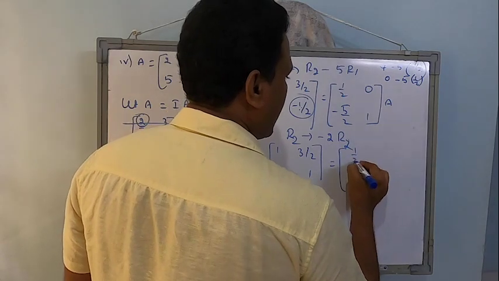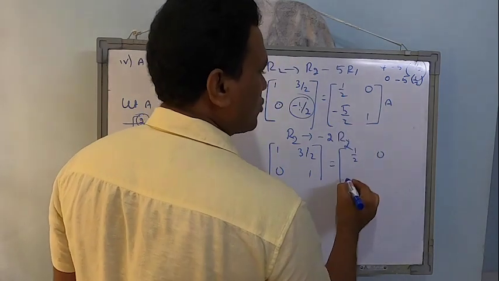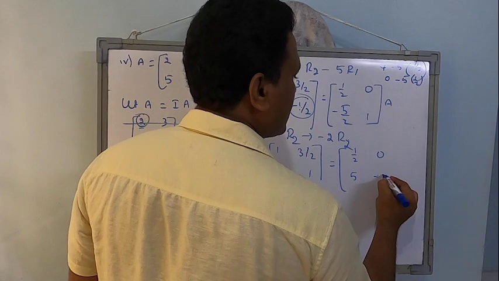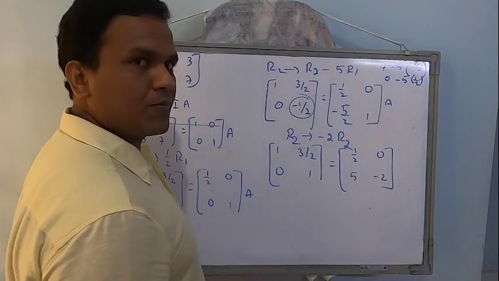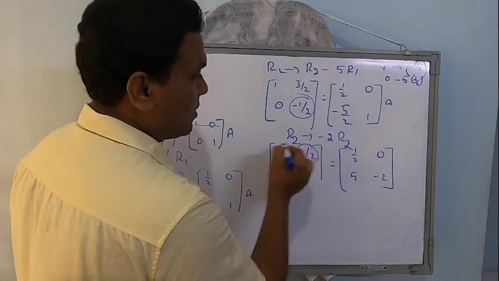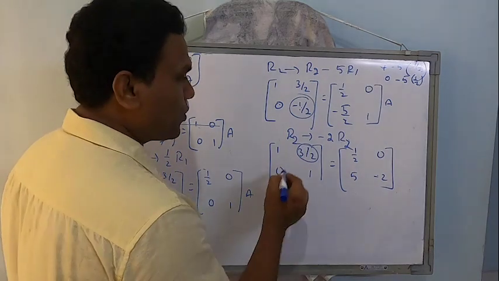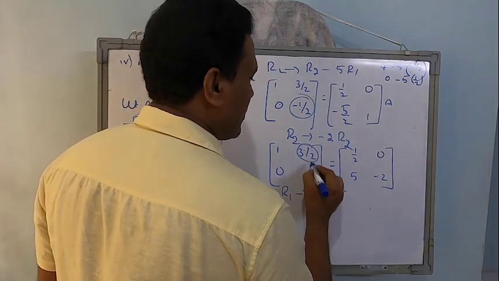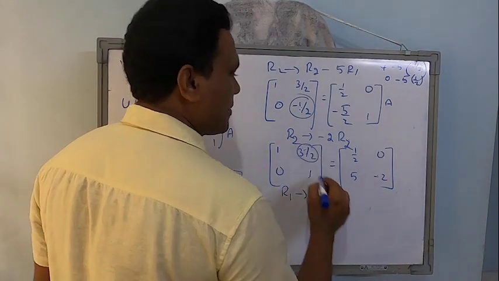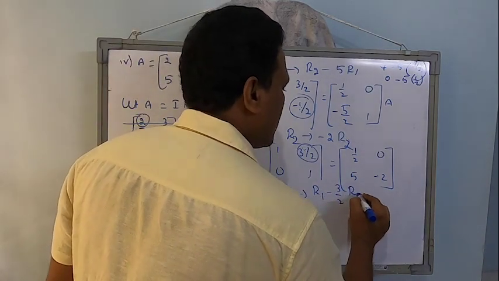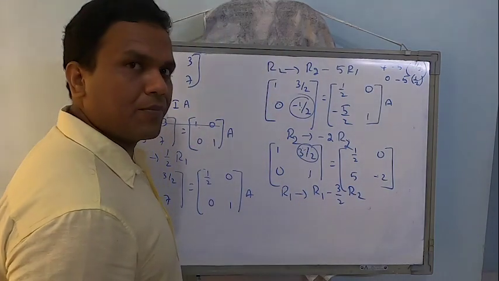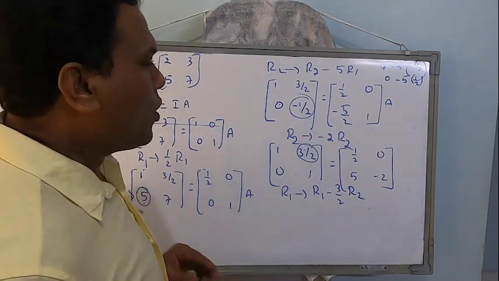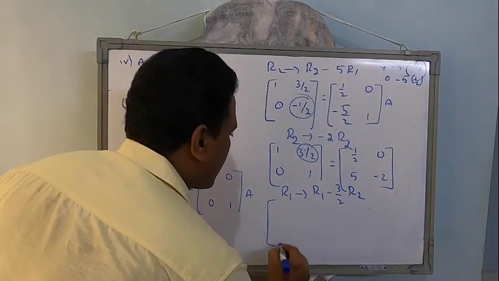And here 1 by 2, 0. On multiplying minus 2 for this, I am going to get 5, and this element is going to be minus 2. The last thing, make this 0. That's an element of R1. R1 is written as R1 minus, you multiply the same element to this and subtract. That's okay?